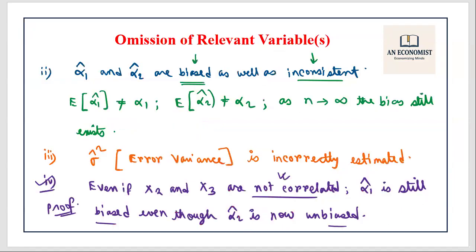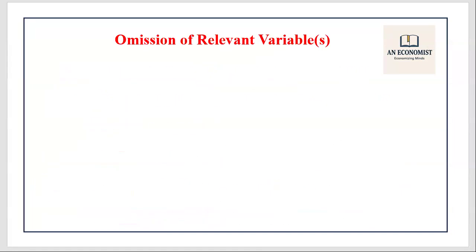As of now, let us prove the fourth property, that in general alpha 1 cap and alpha 2 cap will be biased estimators. But if we can show that x2 and x3 are not correlated with each other, then alpha 1 cap will still be biased, but alpha 2 cap will now become unbiased. So let us quickly prove this thing and then we'll finish off this lecture. So let us start with the model.